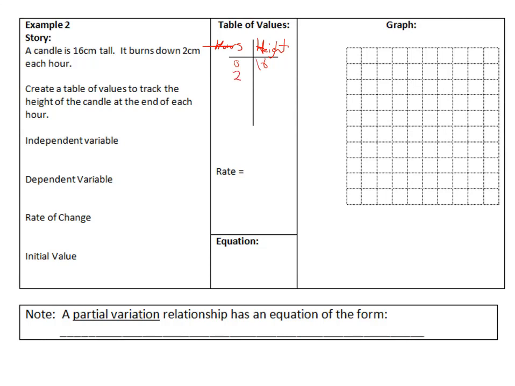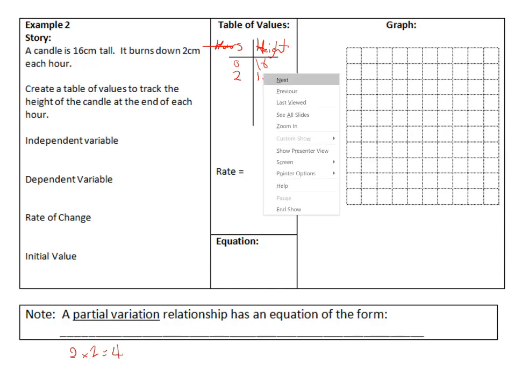So if we go 2 hours, well, it's just going to be 2 centimeters per hour times 2 hours. So that's going to be 4 centimeters down, right? And it's burning down 4 centimeters, so we're not going to add it to 16. We're going to subtract it from 16. So what that means is we're going to have 12 centimeters here.